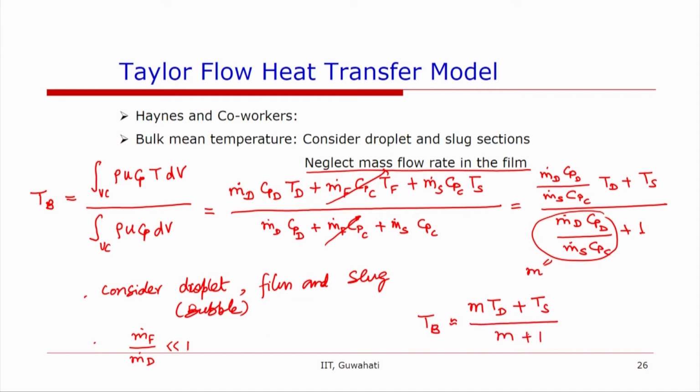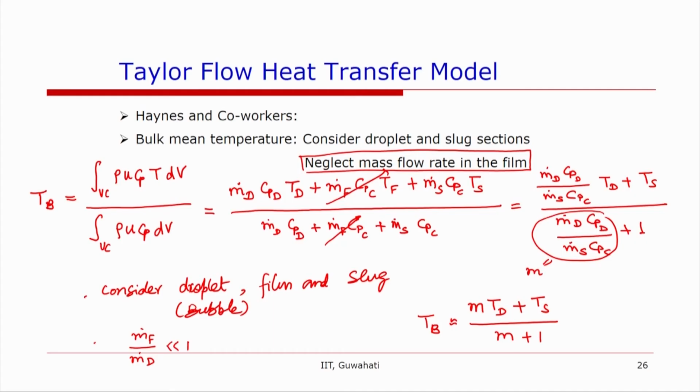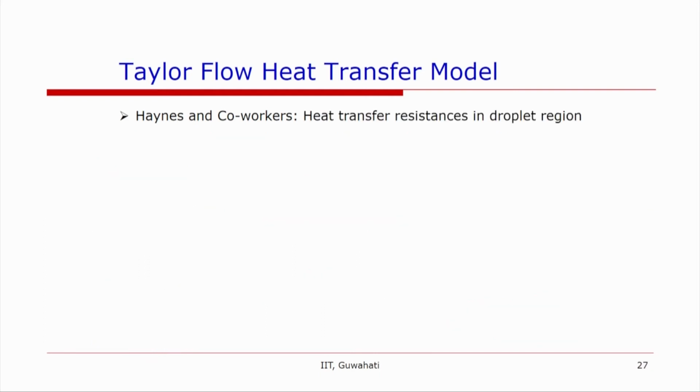So, one of the approximations that we have made in this case is that we have neglected the mass flow rate in the film, okay, which is quite okay if we are using it for gas liquid flow, but for liquid flow or for the film that surrounds the slug, that may not be the case. Okay.